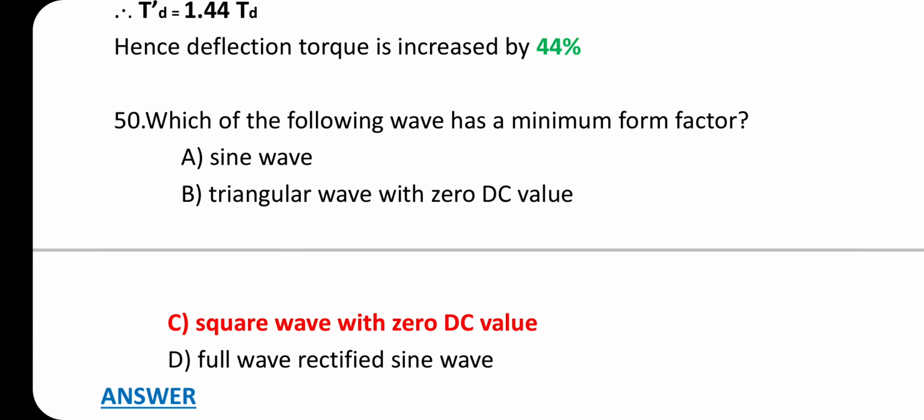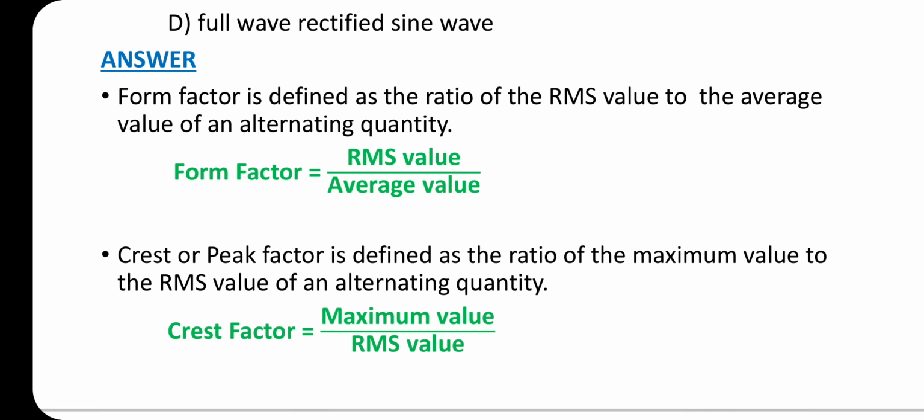Which of the following wave has a minimum form factor? Answer is square wave with a 0 DC value. Form factor is defined as the ratio of the RMS value to the average value of an alternating quantity. Form factor equal to RMS value divided by average value.